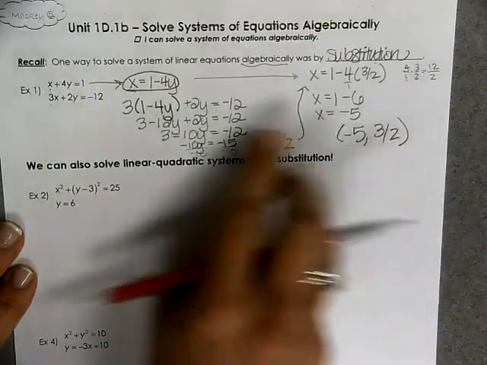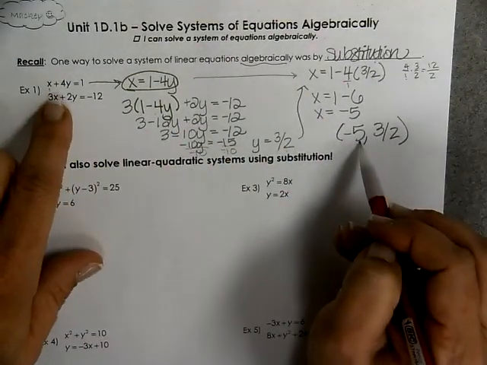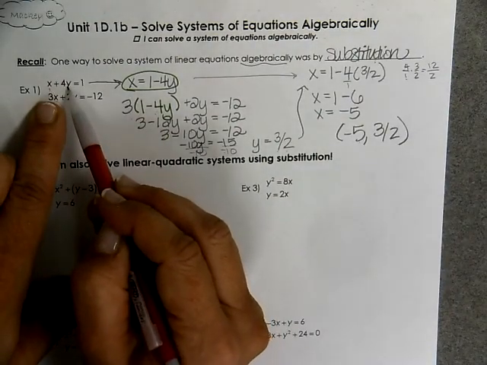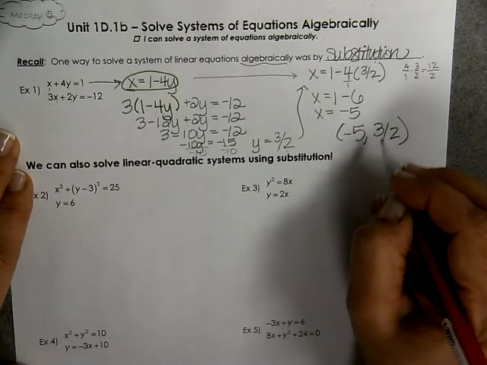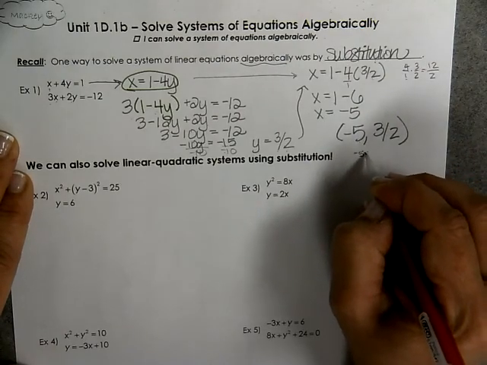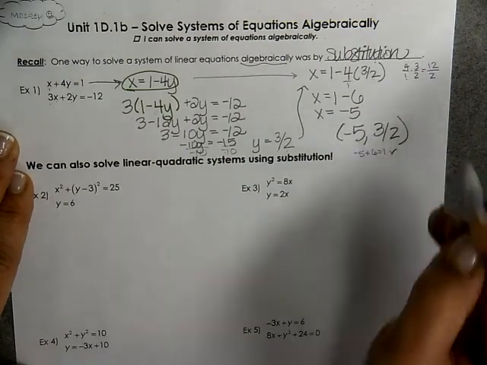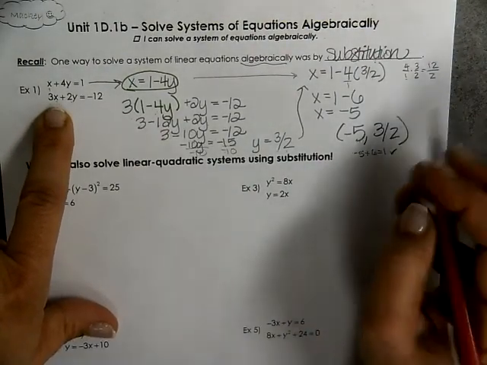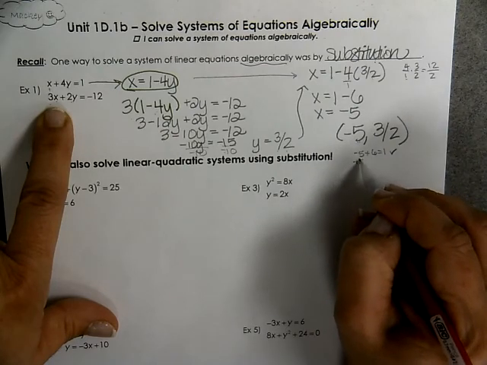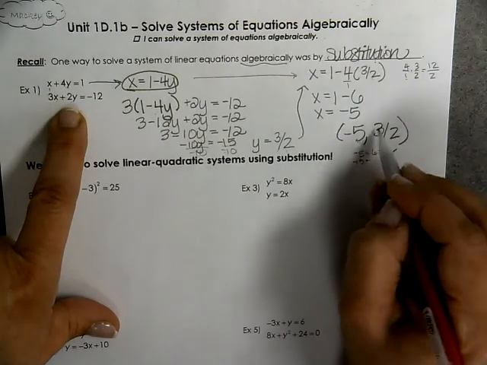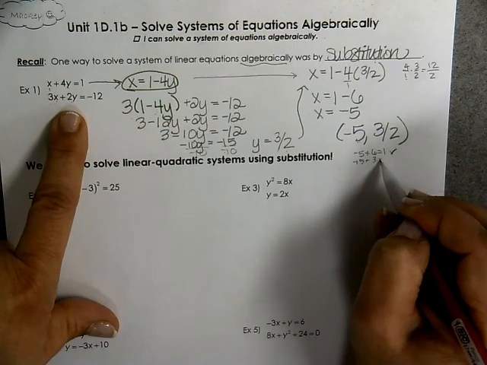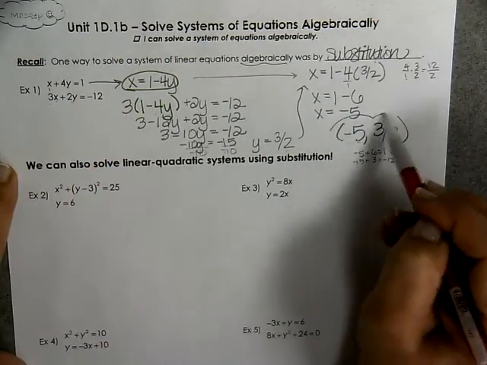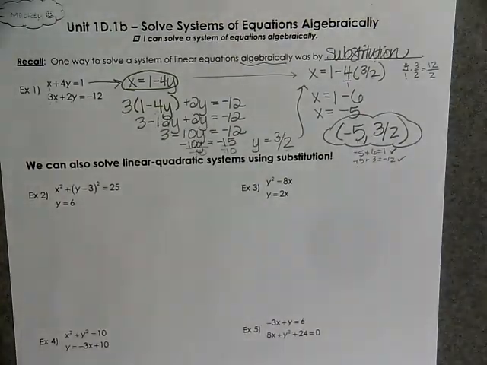And I could substitute that in, and just for time's sake I won't, but I could substitute that negative 5 in for x and the 3/2 in for y. I'll do it real quick. And we would get negative 5 plus 6 equals 1. That checks out. And then I could also substitute that in here. 3 times negative 5 is negative 15. 2 times 3/2 would be 3. Negative 15 plus 3 is negative 12. That's correct. We know that's the solution to our system.